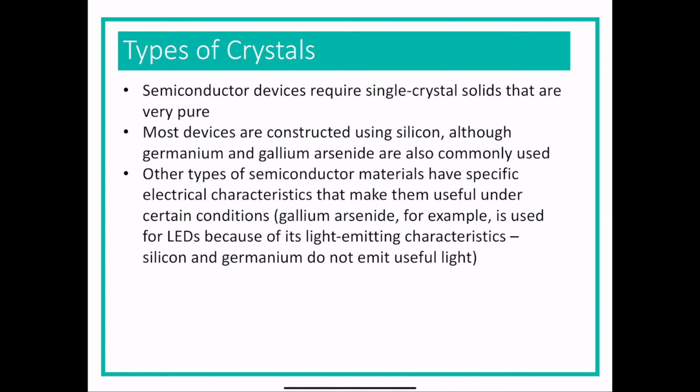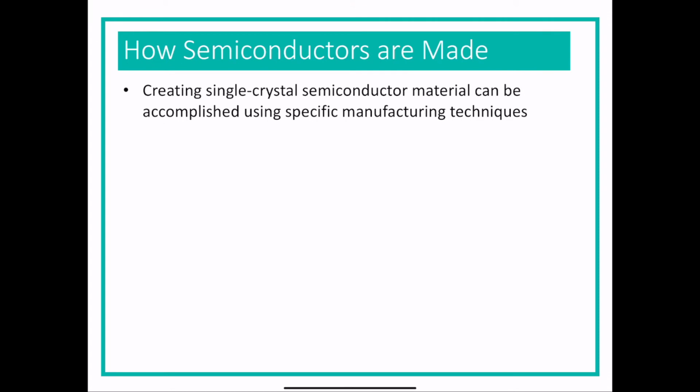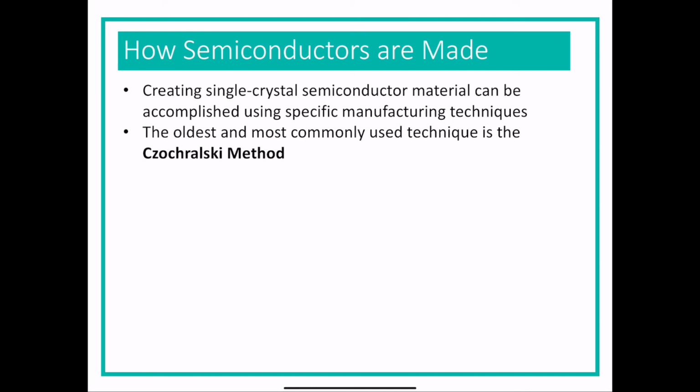So, how do we make them? Well, if you want to make a single crystal of silicon, you have to manufacture it specifically. It doesn't occur like that in nature. Polycrystalline type material does occur, but single crystals don't. So the oldest and pretty much the most common technique we use is something known as the Czochralski method of making silicon. And it's actually kind of an interesting story.